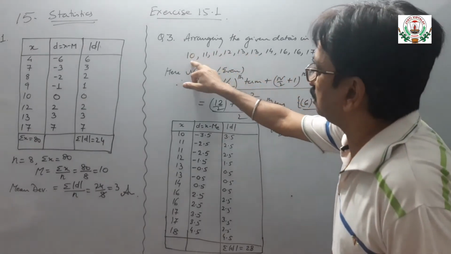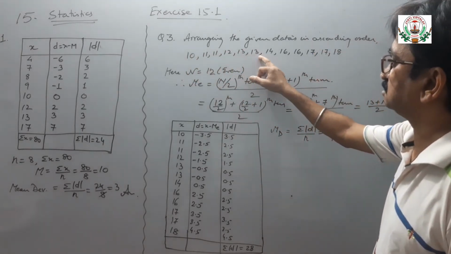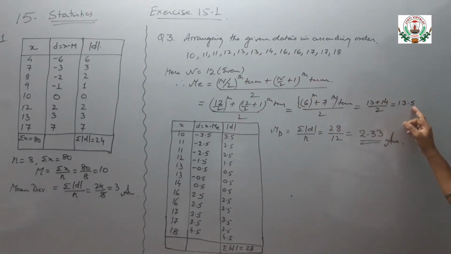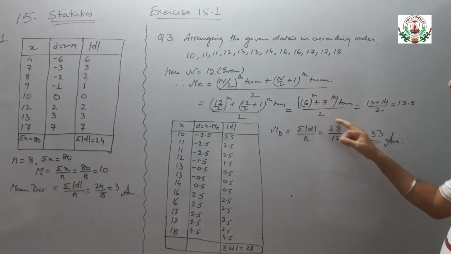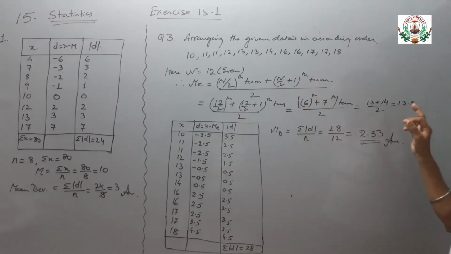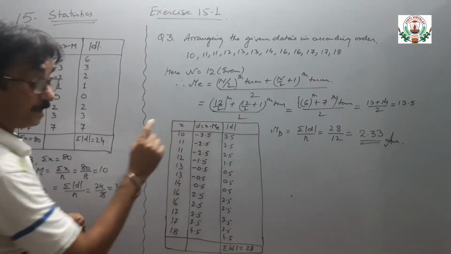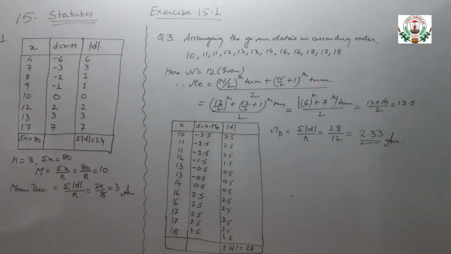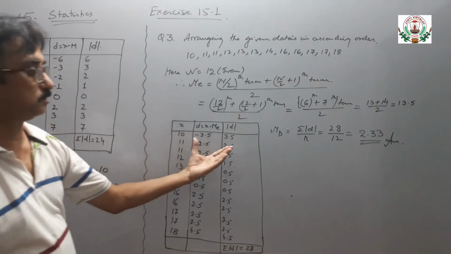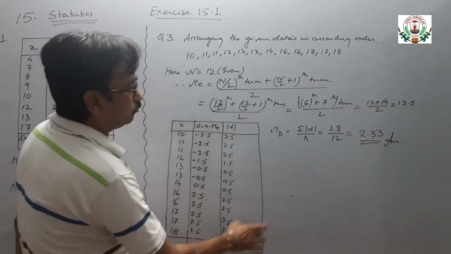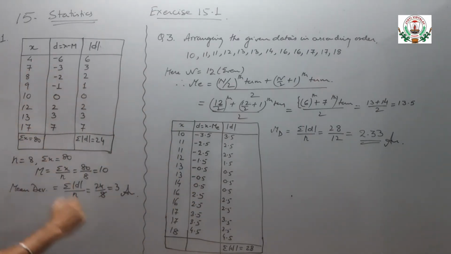And the 6th term is 13 and the 7th term is 14. 13 plus 14 divided by 2 is 13.5. So the median of this data is 13.5. Now here d is equal to, I am writing down, x minus m, where m means median, and earlier m meant mean. We were calculating the mean deviation from mean, and now we are calculating the mean deviation from median. The same process we have to follow as we have followed in the first question.